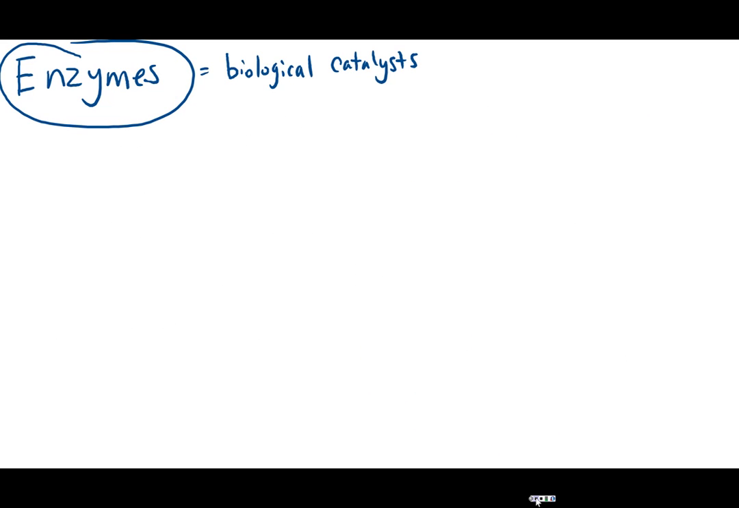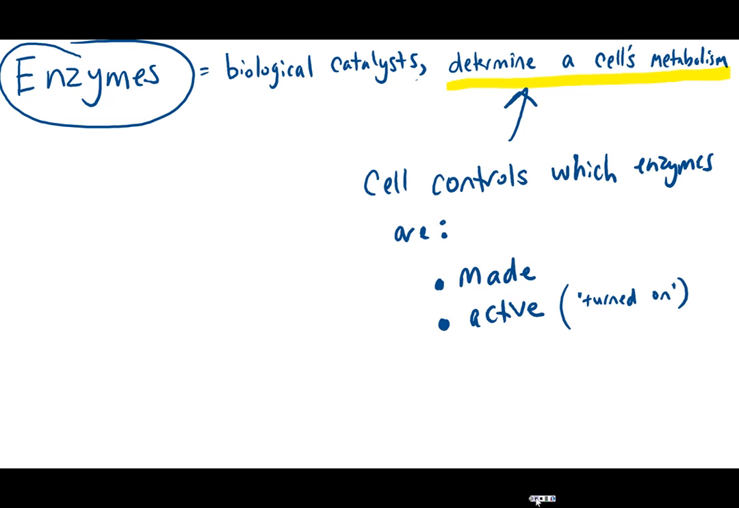Enzymes, biological catalysts. This means that they are determining a cell's metabolism based on their presence, based on whether they're active or not. That determines what chemical reactions can be happening in the cell. And so the cell will actually control which enzymes are being made, and they'll also control which enzymes are turned on and active.